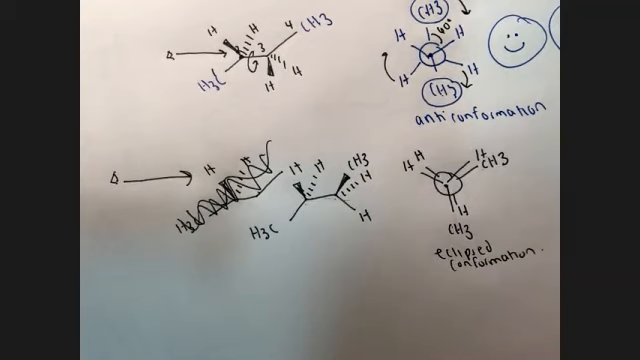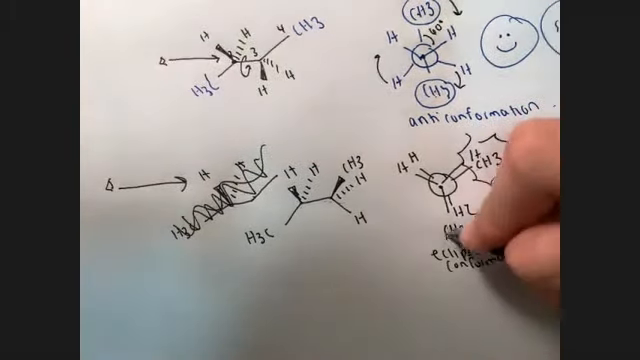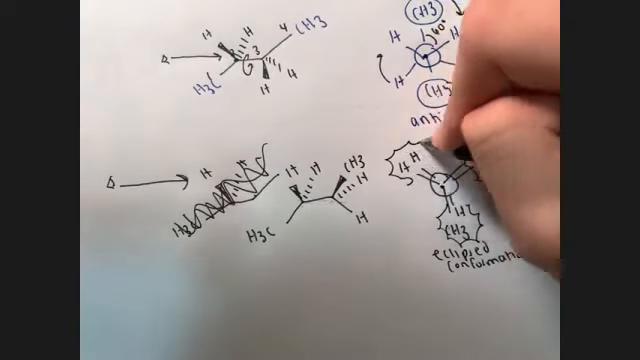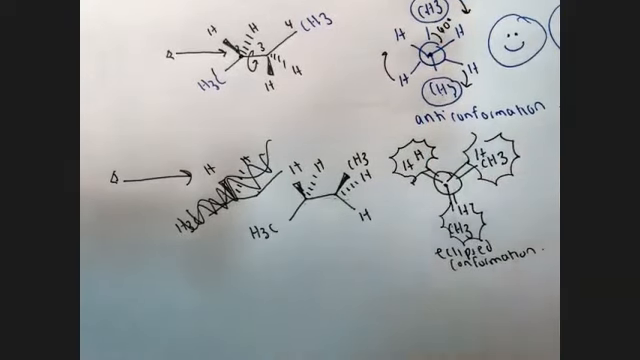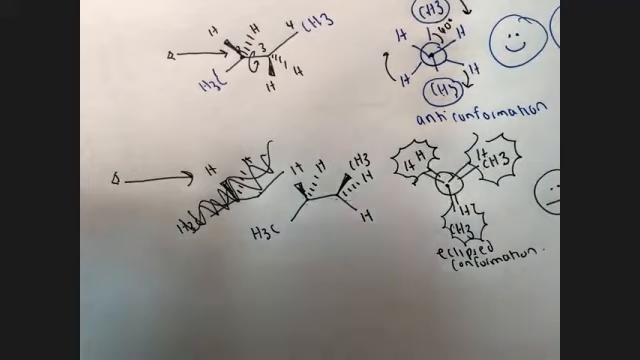So this is the eclipsed conformer, and this isn't so great because look at these interactions. They're literally on top of each other. There's all this repulsive interaction happening from the electron clouds being stacked on top of each other. Okay, so not so great. So let me say medium sterics.